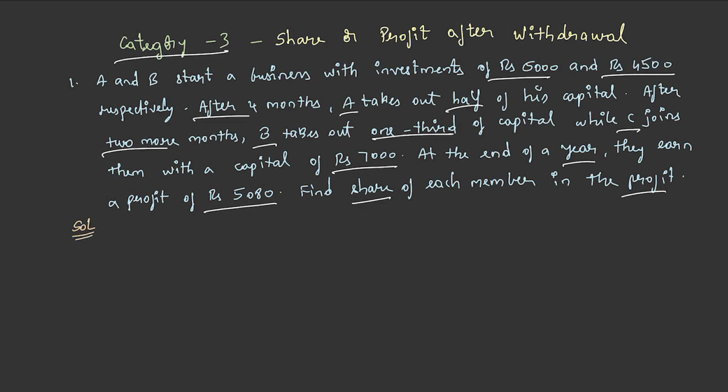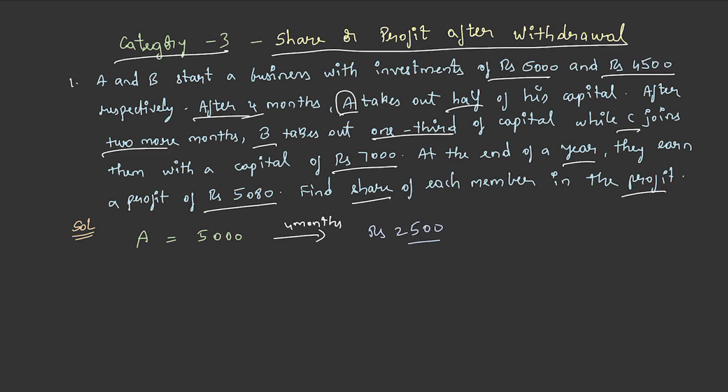Let's solve this. As we can observe, the investors are withdrawing some amount of their capital after a certain period of time, so I have named this type of question share or profit after withdrawal. Let's understand A's share. He initially invested rupees 5,000, but after 4 months, he took half of his capital, so it becomes 2,500. In case of B, he initially invested rupees 4,500. After 2 more months of A, that is 6 months, B takes out 1/3 of his capital, so it becomes rupees 3,000.